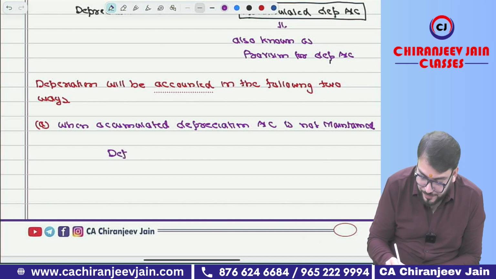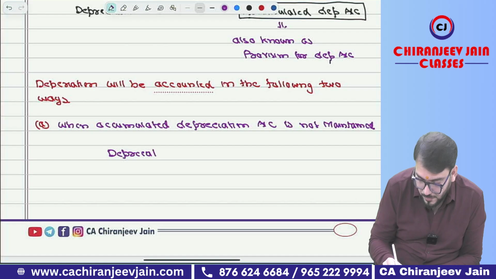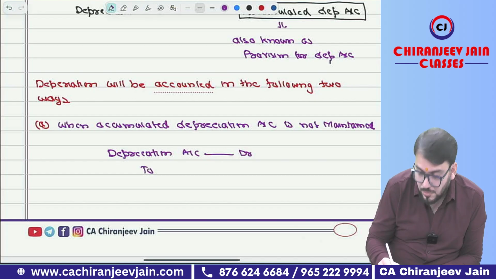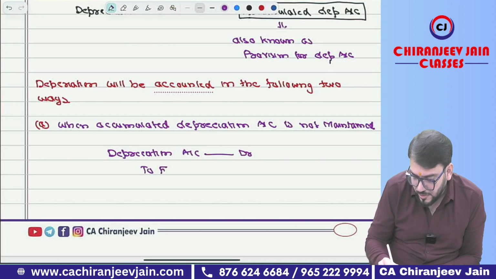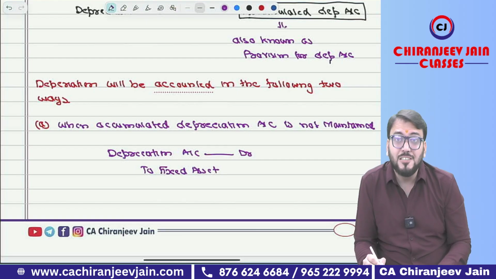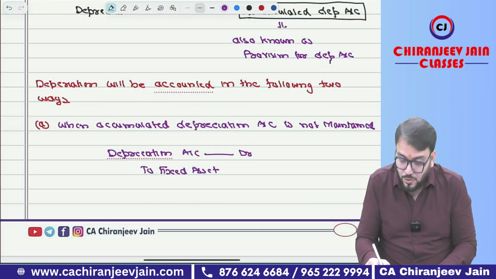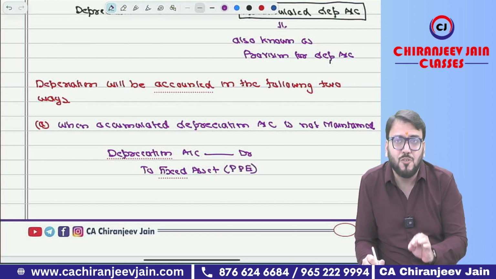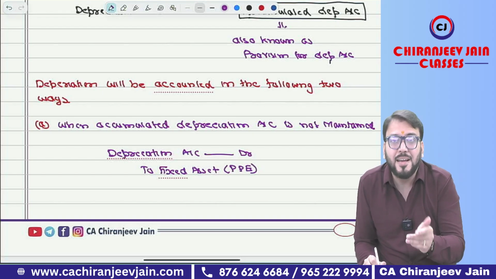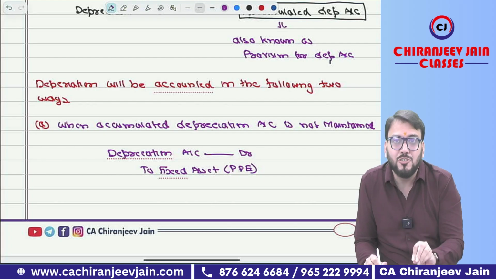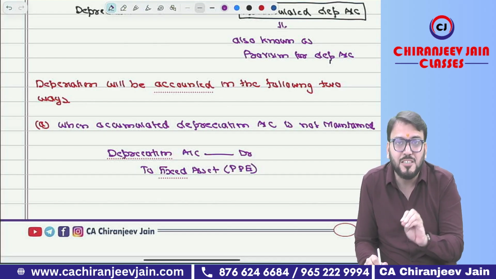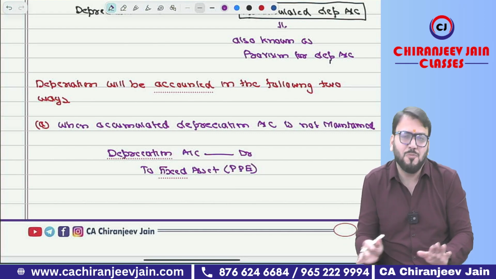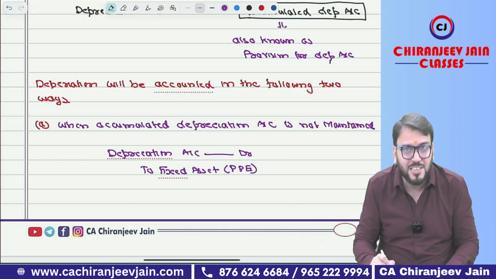We'll say depreciation account debit to the respective asset, which we used to call fixed asset. However, I just want to inform you that now there is no such term as fixed asset in our life. We'll call it property, plant and equipment, in short PPE. Once we start Accounting Standard 10, it says now we'll use the term property, plant and equipment. But for the time being, because we have not started, we can write fixed asset.